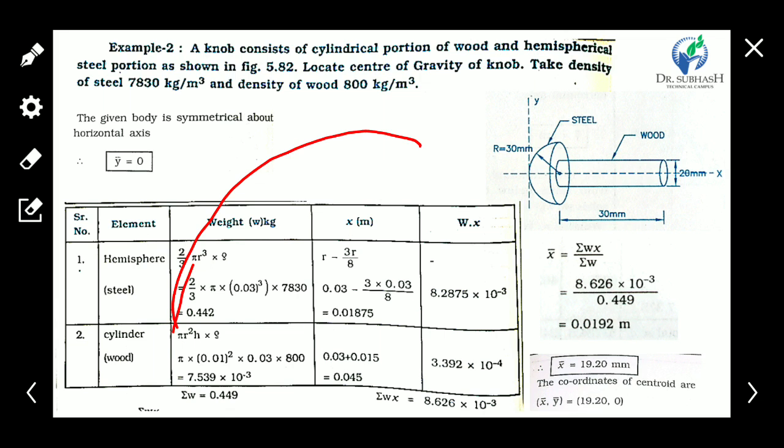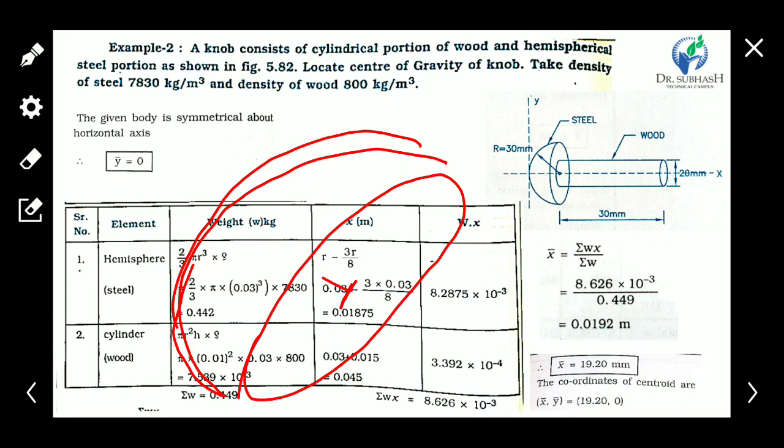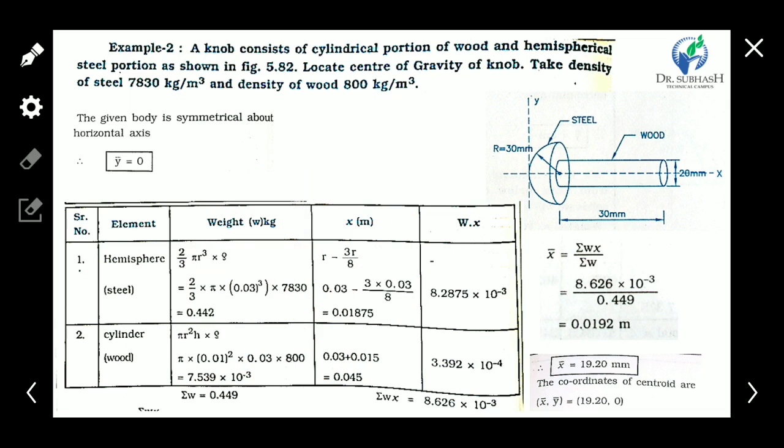This distance is r, the radius. So we can get this distance, and this point is G, the center of gravity of the hemisphere. Now we have this distance, we know that it is 3r upon 8. So r minus 3r upon 8, we can get the x bar, the distance of CG to the reference axis.